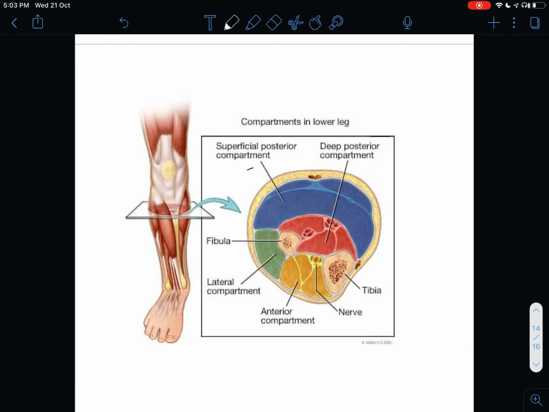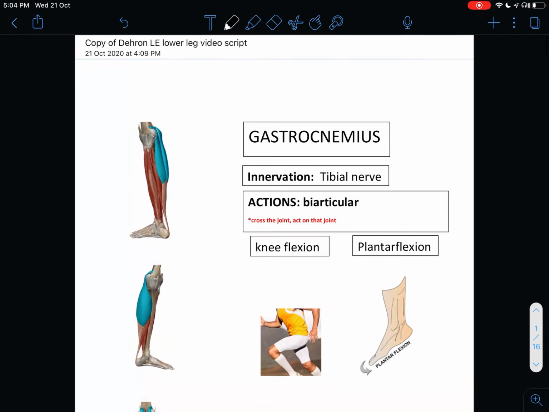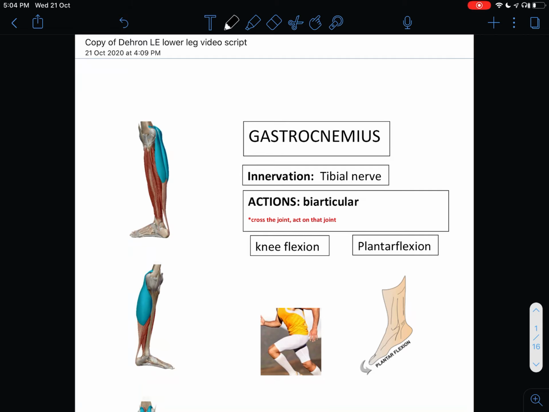And here we have a breakdown of the different compartments in the lower leg. We have our superficial posterior compartment, our deep posterior compartment, our anterior compartment, and lateral compartment. So let's begin in the superficial posterior compartment with our gastrocnemius.